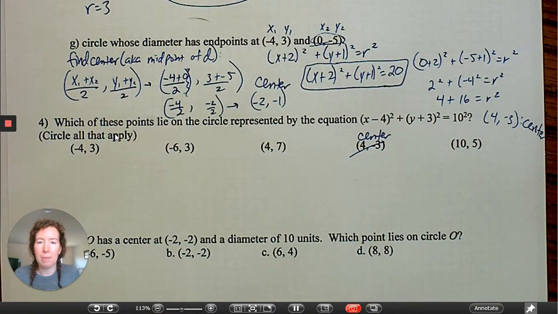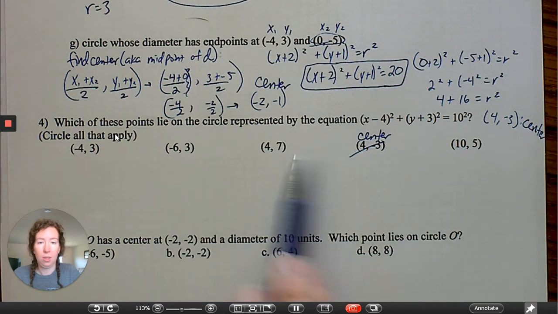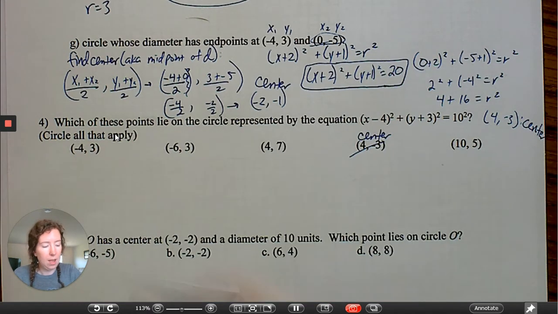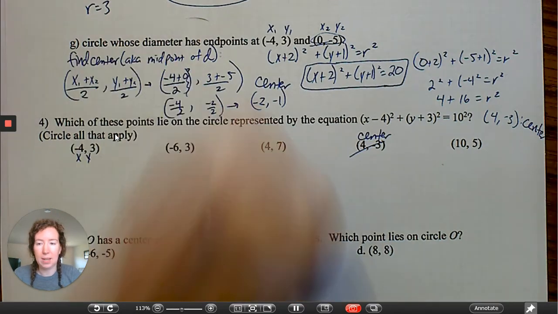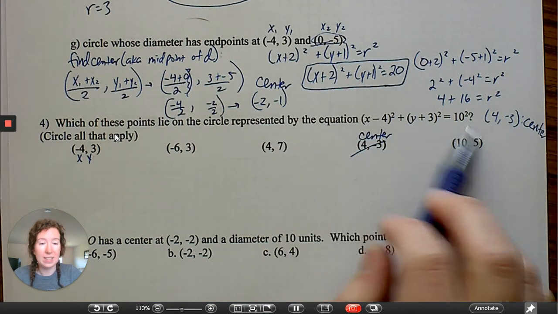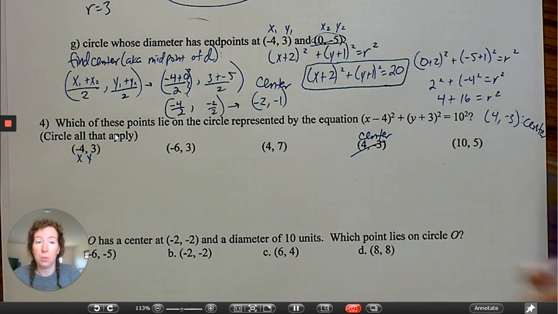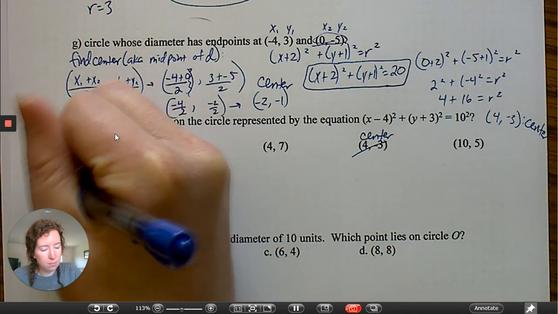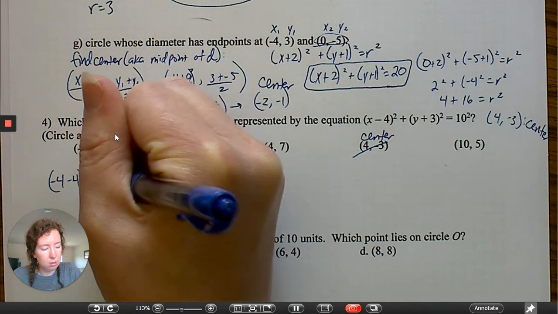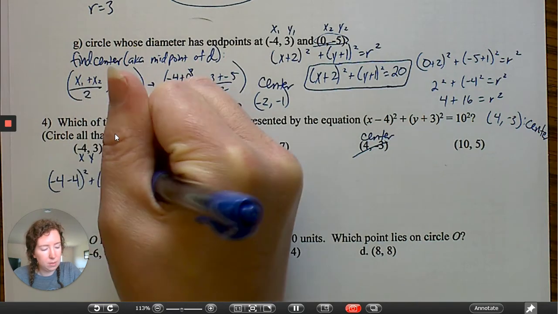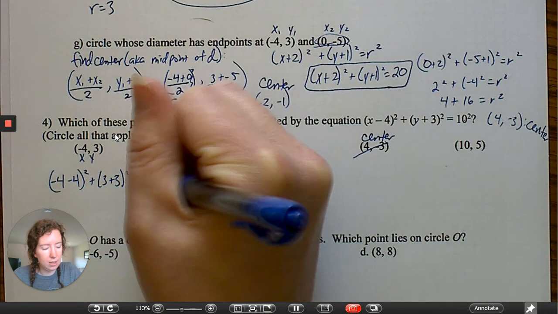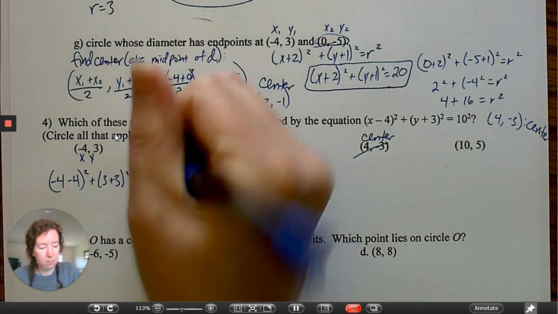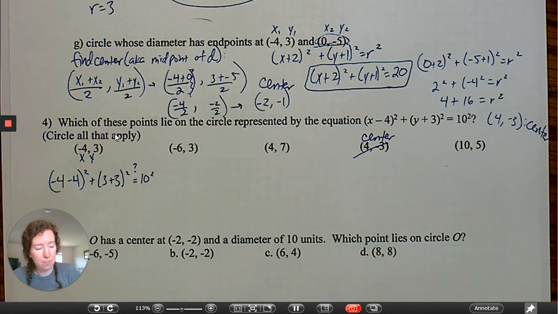Let me show you what I mean about testing the math and see if it works. I'll do one, and then you'll press pause and you'll do the other 3 and see if it works. For every coordinate that I'm testing, plug them in for x and y and see if it equals 10 squared. Does it equal 100? If I have -4 minus 4 squared plus 3 plus 3 squared, we want to know, does that equal 10 squared? Just put a little question mark because we don't know.